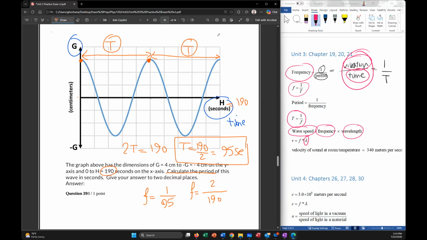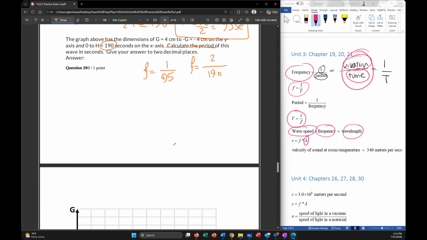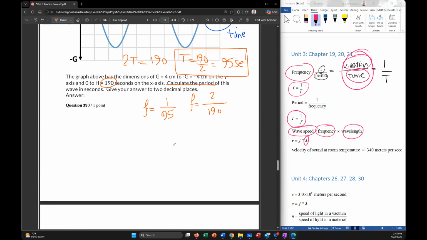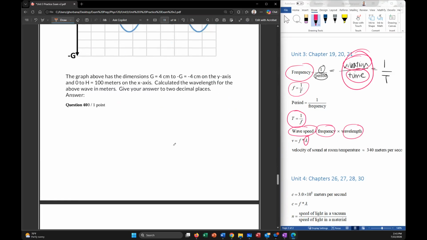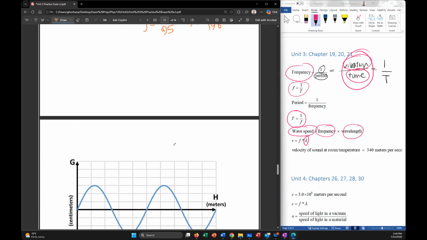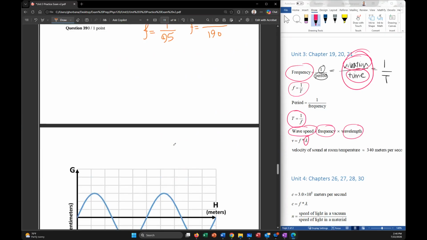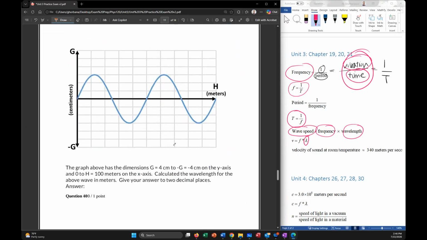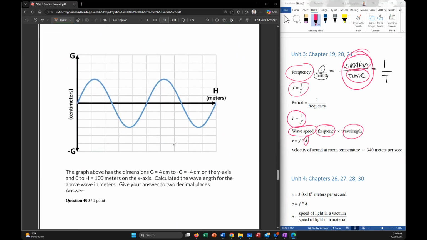Okay, question number, what is the question number? This was 38 and this is going to be 39. It's telling that the graph above has the dimension 4 to negative 4. Here, 4 to negative 4. And then h is changing from 0 to 100 meters. Okay, there you go, 100 meters.